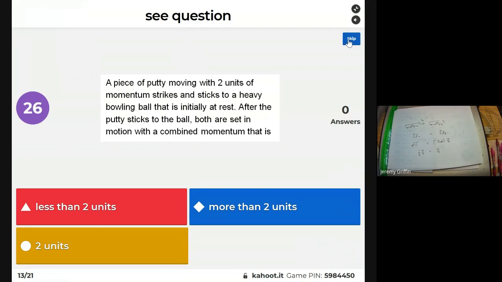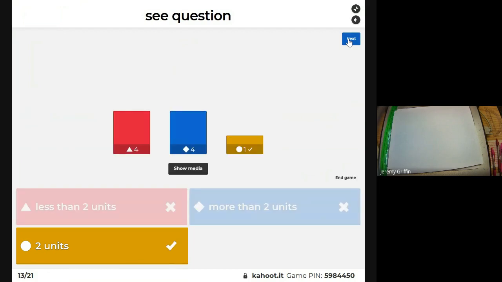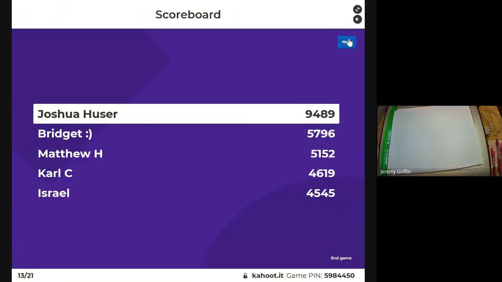A piece of putty moving with 2 units of momentum strikes and sticks to a heavy bowling ball. After the putty sticks to the ball, both are set in motion with a combined momentum. If momentum is conserved and it's inelastic, this is not a trick question. You have 2 units of momentum before the collision, so you must have 2 units of momentum after the collision. It's just conservation of momentum, perfectly inelastic. Momentum is conserved, 2 units.